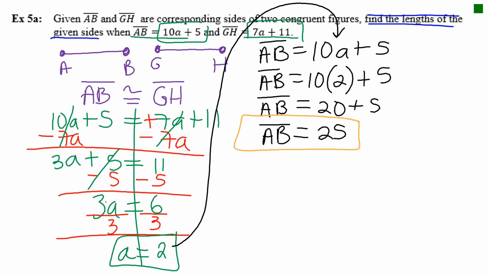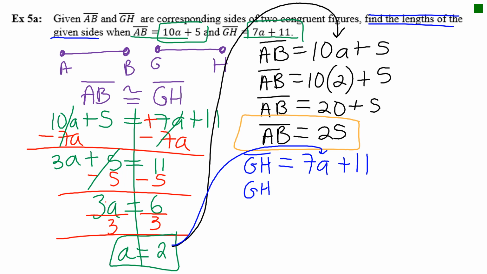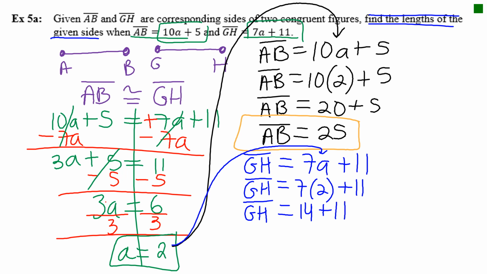The other half is going to come from us doing the same thing, but now with the line segment GH. So we know GH to be 7A plus 11. Again, wherever I see A, I'm going to plug in a 2 in parentheses. Using order of operations to simplify this expression, we're going to do multiplication first. 7 times 2 will give me 14. Add that to 11. We're going to find out that the final length of GH is going to be 25, which will represent the other half of my answer.